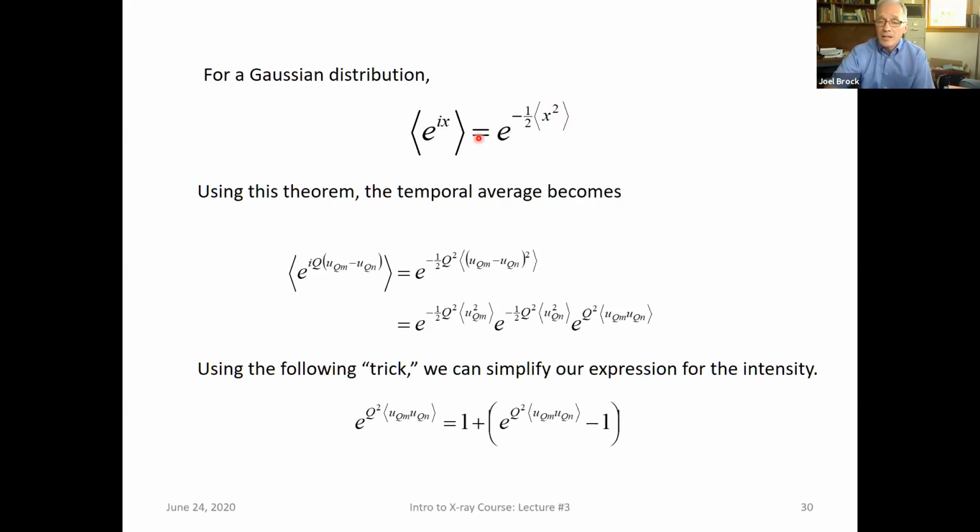So I can just take this formula and evaluate it, where my x is just q times the difference of the u's. The q isn't going anywhere, it's just a number, so it pops out of the average. And I come up with this new formula here, where if I multiply out the square, I can rewrite this whole thing like this.